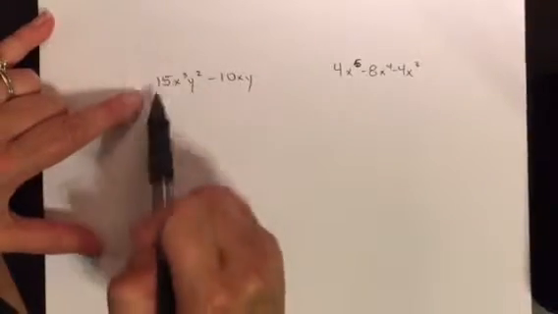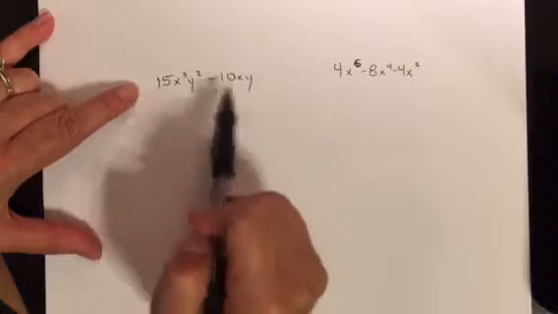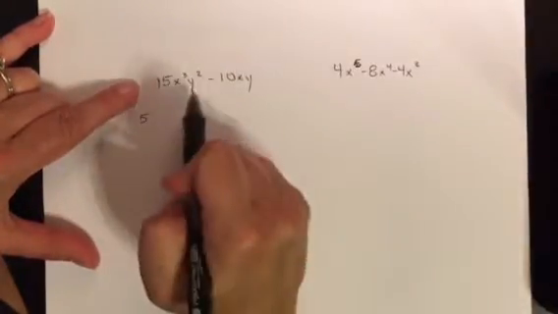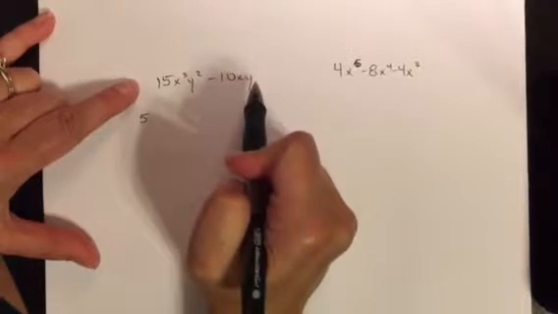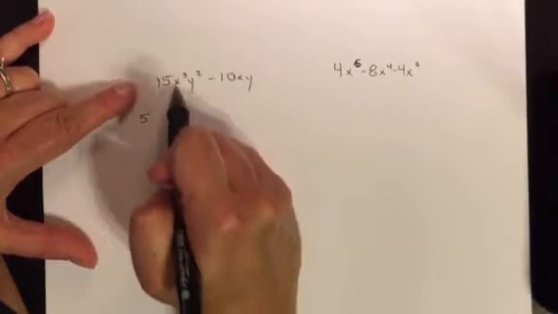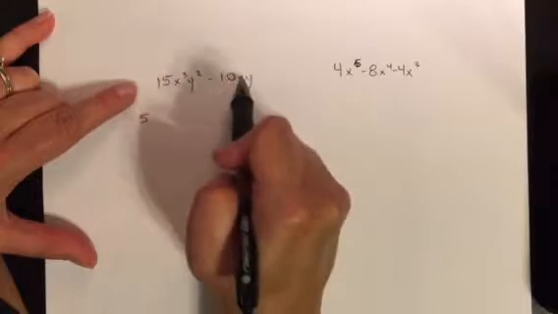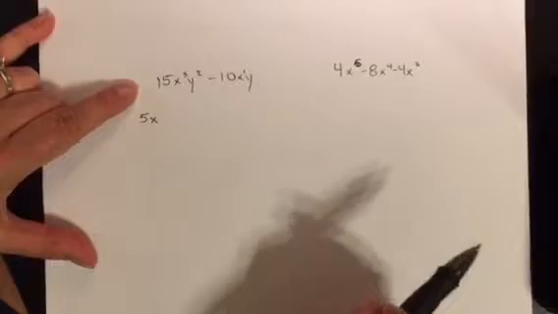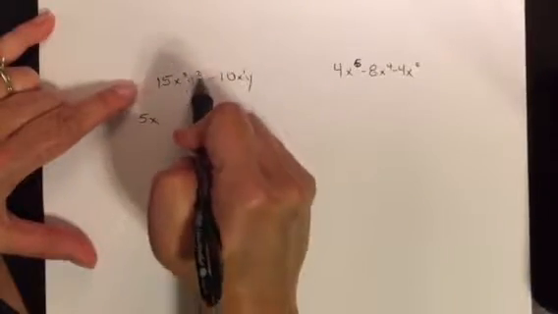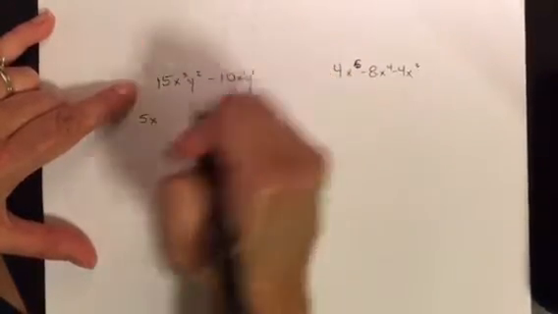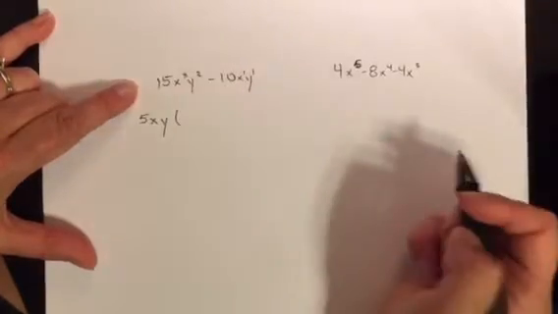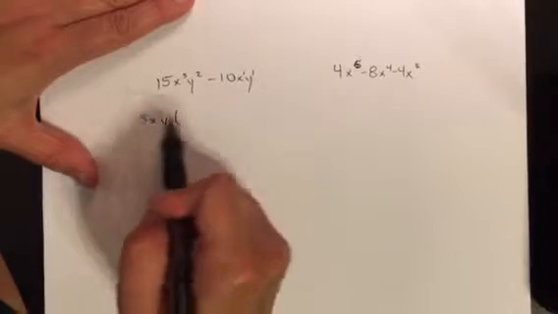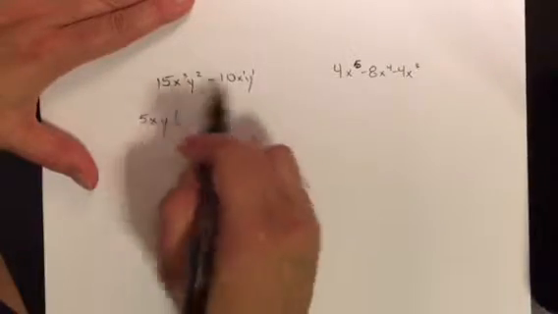So let's try this. I'm looking at this one right here, and I see that 15 and 10 are multiples of 5, so I'm going to pull a 5 out. Then I'm going to look at my x terms. So I have x cubed and x to the first. So I'm able to pull 1x out of both of these terms. And then I have y squared and y to the first, so I'm able to pull 1y out of each of these terms.